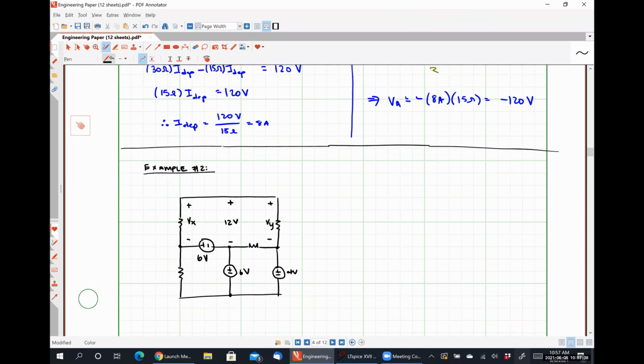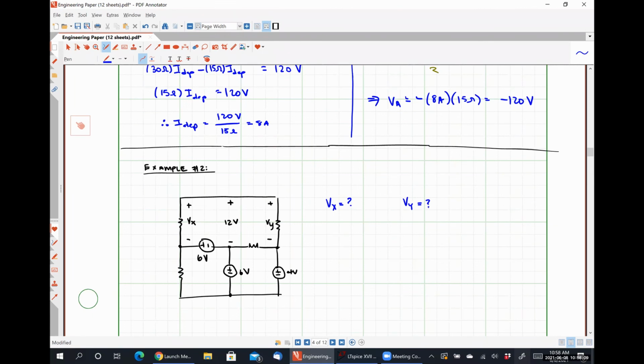Our goal in this circuit is to determine the value of Vx and to determine the value of Vy. Now, the thing that trips up most students when they look at something like this is really about how to correctly apply Kirchhoff's voltage law and when we can apply it, okay?